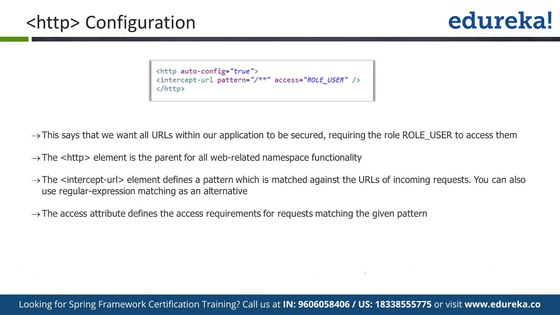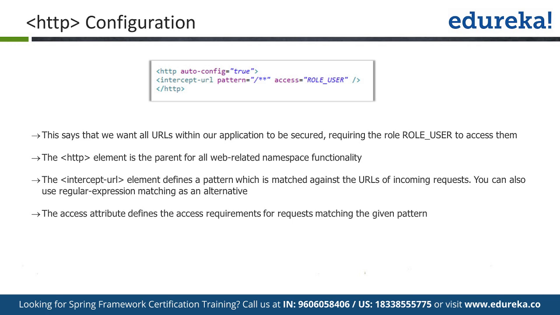This particular configuration says that we want all URLs within our application to be secured and require the role user to access all the URLs in your application. This way, without writing a single piece of code, you can secure your website and implement URL based security. This HTTP element is the parent for all web related namespace functionality.